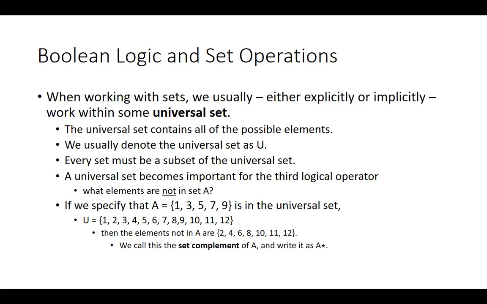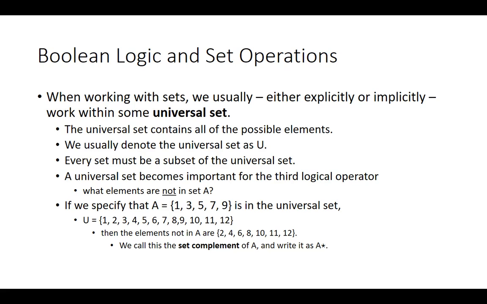Remember our Boolean operators. It wasn't just and or, but we also had not, the negation. So we're going to look at what elements are not in set A. And in order to see what's not there, we need to know what all of the possibilities are, and that's the universal set.